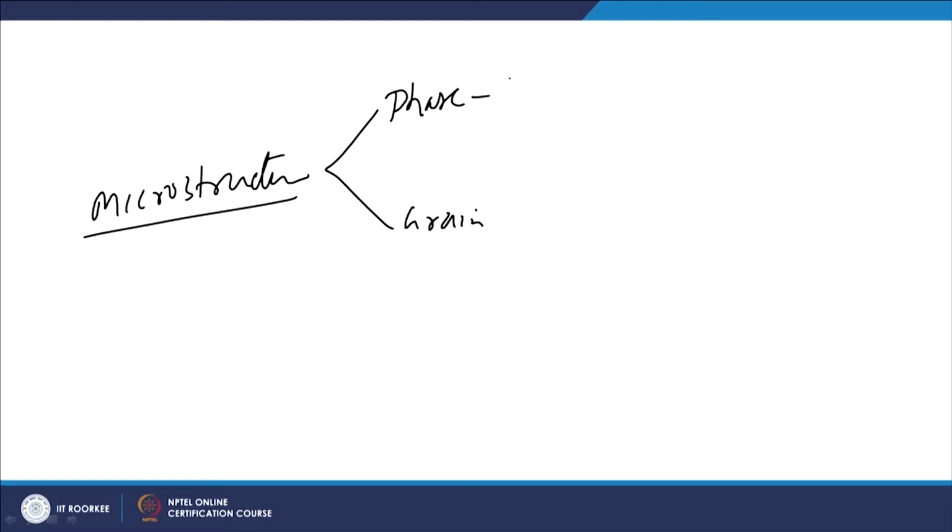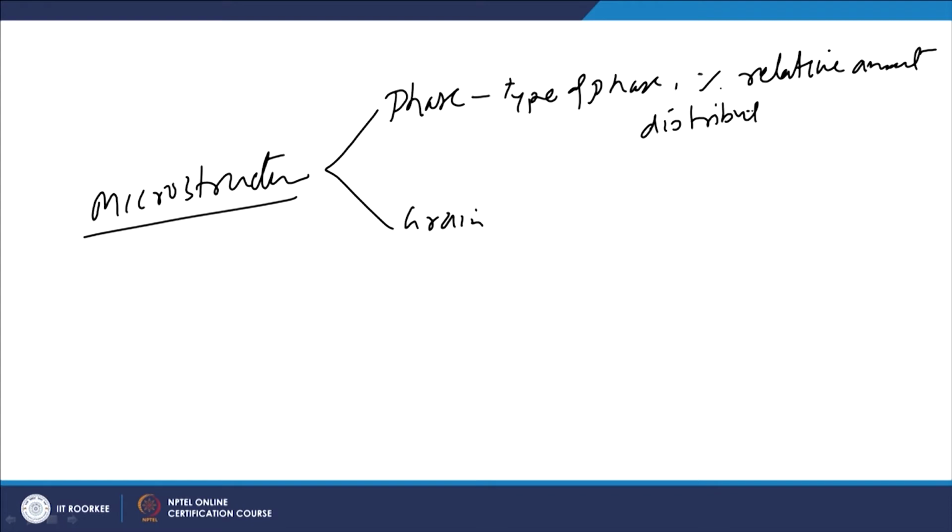So, in the phase structure we try to see the type of the phases which are present, or types of the micro constituents which are present, and their percentage or the relative amount, and where which phase is present, that is about the distribution of phases. So, these are the three aspects.